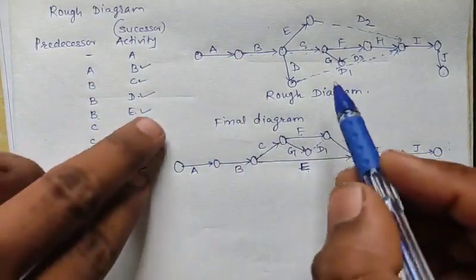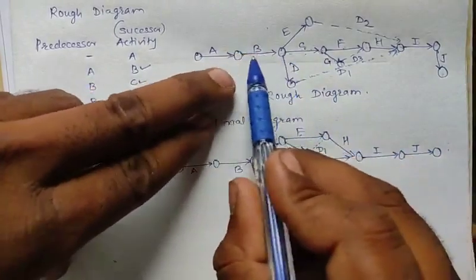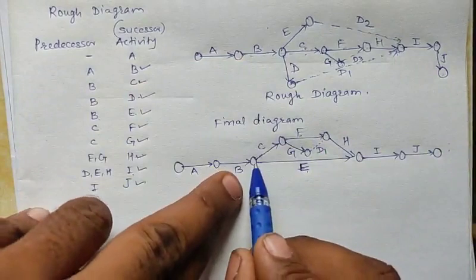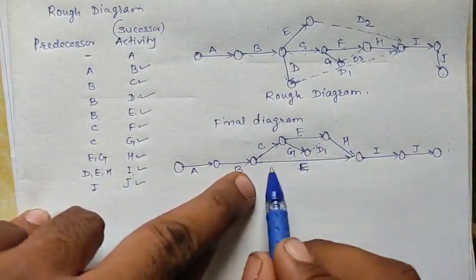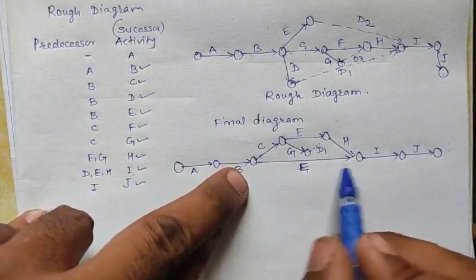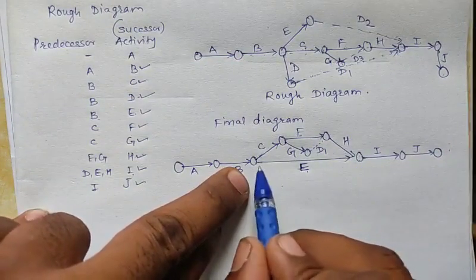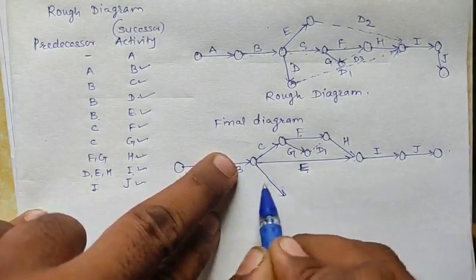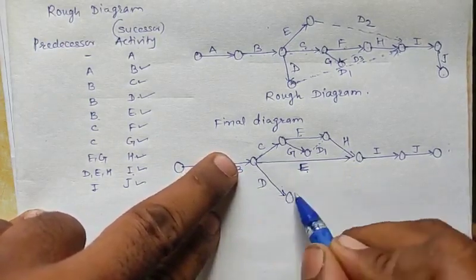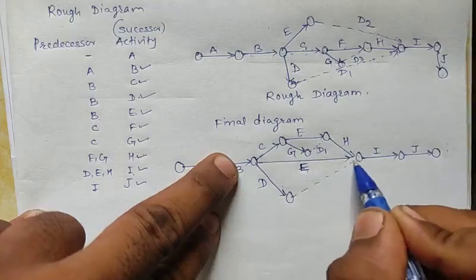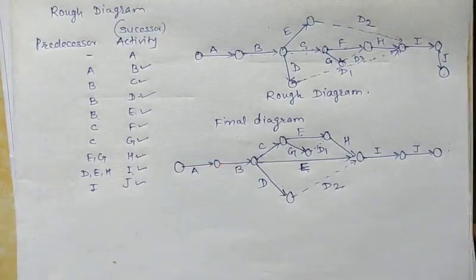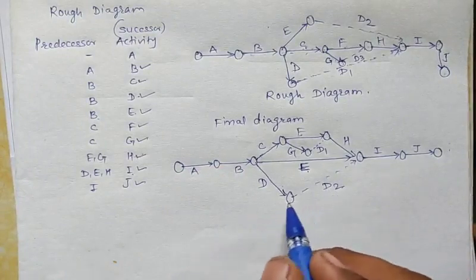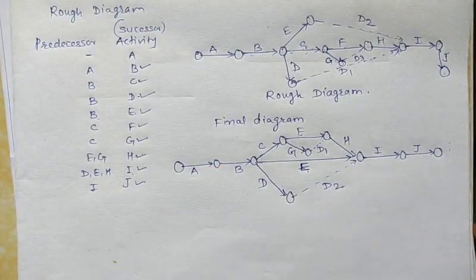Next, what remains? Next is D. B goes to D, and D goes to I. So here we cannot put any two activities whose start and end point are the same. So we make it a dummy. So this is D, and it makes the second dummy. So this is D2. So this is the final network diagram, which is the required network diagram of the given data.